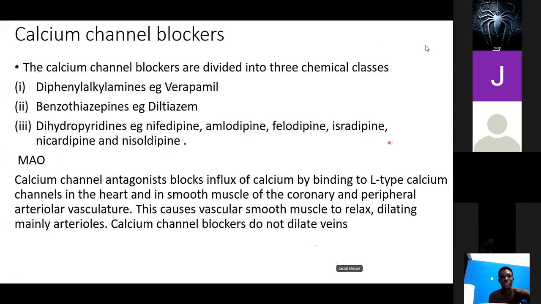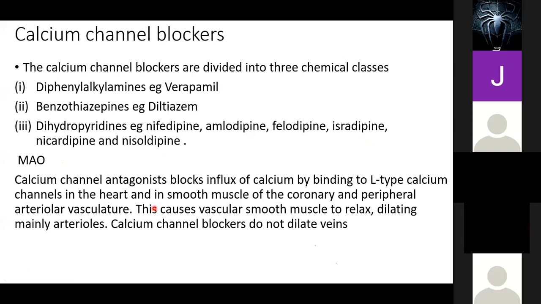All right, let's move on. So the mechanism of action is that the calcium channel blocker blocks the influx of calcium by binding to the L-type calcium channels in the heart and in the smooth muscle of the coronary and peripheral arteriolar vasculature. Now, this causes vascular smooth muscle to relax, dilating mainly the arteries. Please remember that the calcium channel blockers do not dilate the veins.